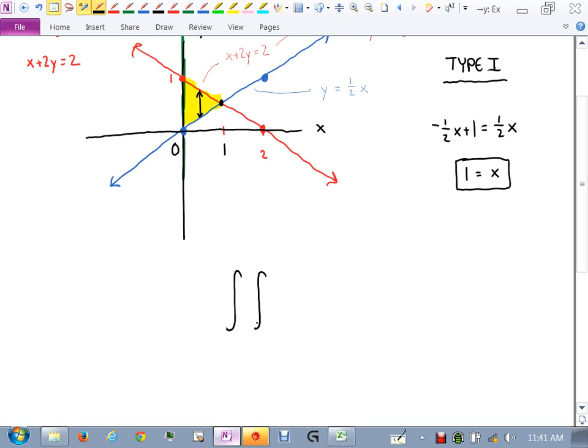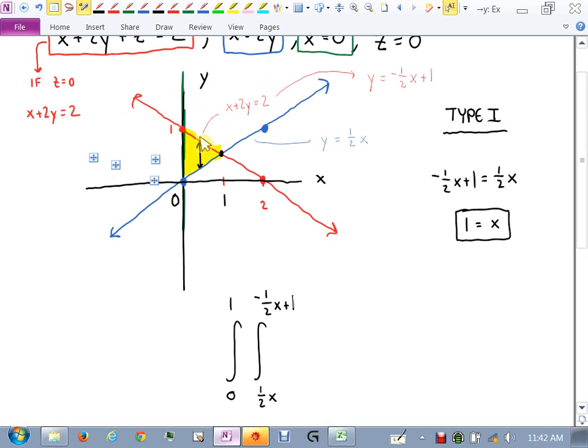We're going to go integral from what? Double integral 0 to 1, then from y equals 1/2 x, right? Up to the other one, which was negative 1/2 x plus 1. Right, that's both of these. The one on top was the red one, that's this one. Bottom one was the blue one, that's this one.